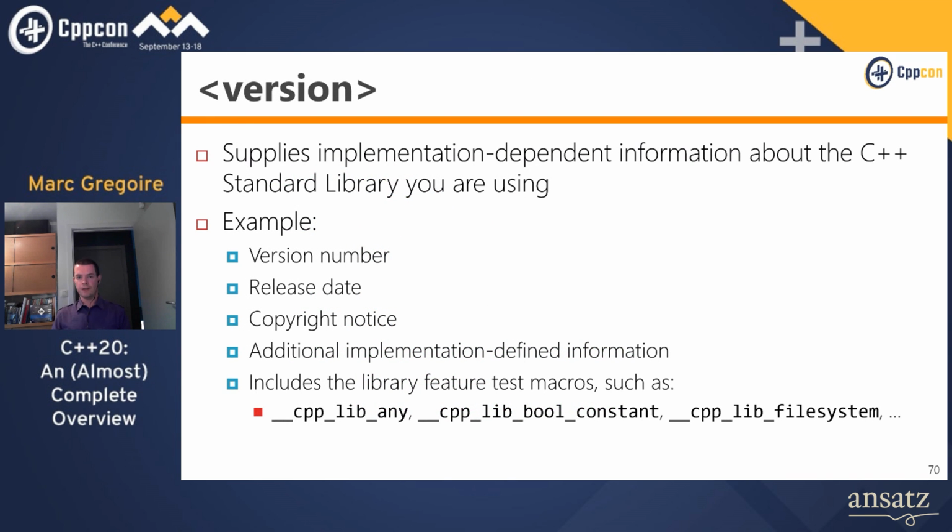Version is a new header file introduced in C++20, and it supplies implementation-dependent information about the C++ compiler that you're using. What it contains depends on your compiler. Some examples are a version number, copyright notice, and so on. One thing that is required for this header is that it should give you access to the library feature test macros. So whenever you want to use these macros, you have to include this version header.